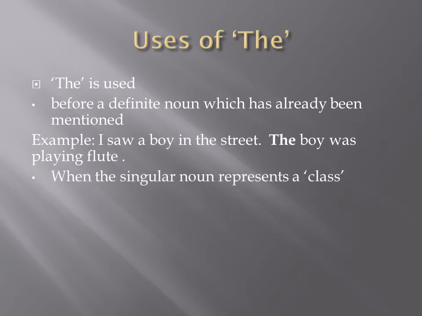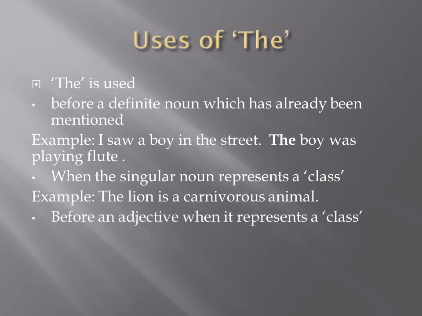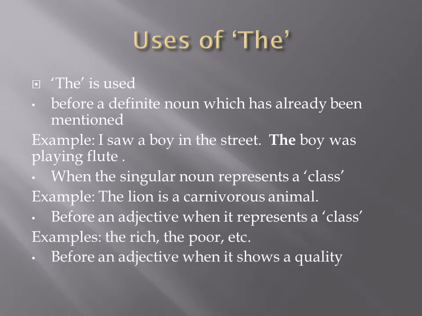When a singular noun represents a class, for example, the lion is a carnivorous animal, because here the lion is representing the whole class of lions. Before an adjective when it represents a class: the rich, the poor. Before an adjective when it shows a quality, example, the green trees.